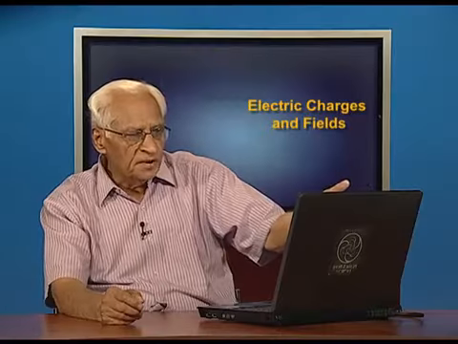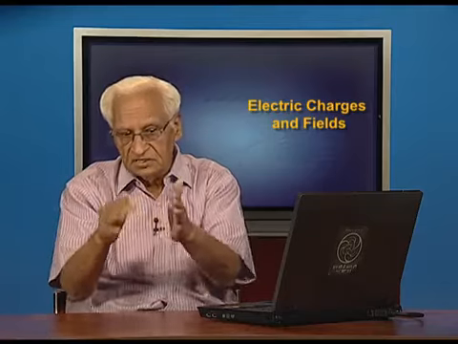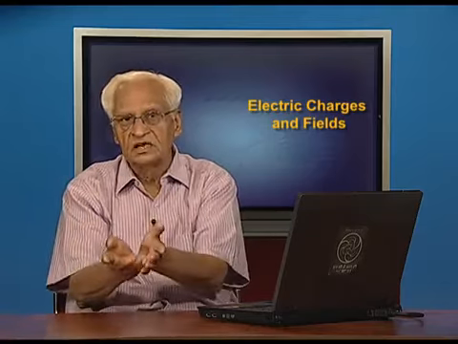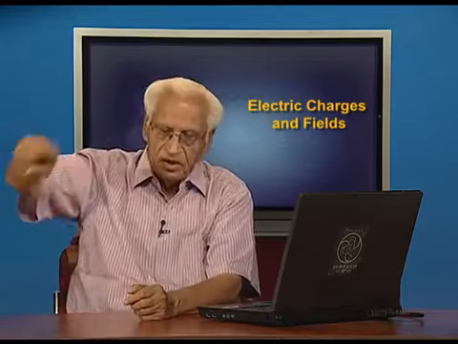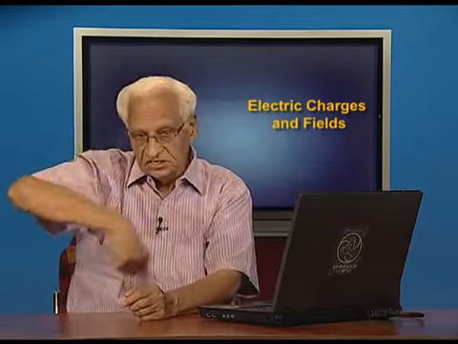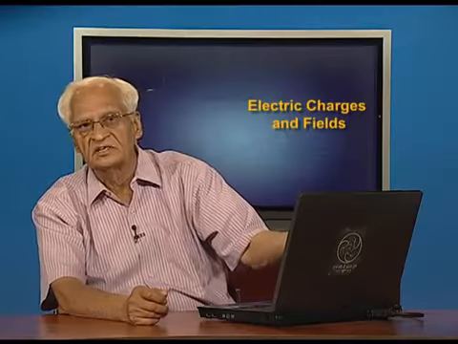So, it is easy to show by drawing a Gaussian sphere outside the conducting sphere. Remember the same thing, we have a sphere which is uniformly charged, but the charge now is on the surface and is a conducting surface, and we draw a Gaussian sphere outside this. For points exterior to the sphere, it behaves as if the whole charge resides at the center of the sphere.